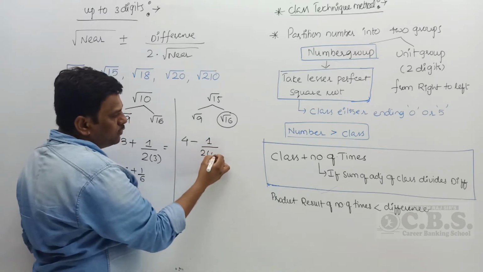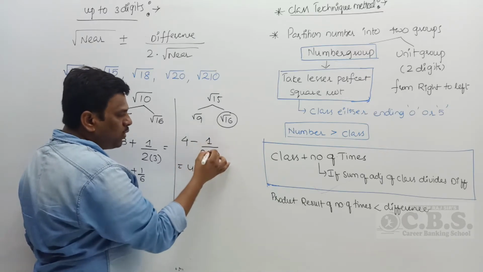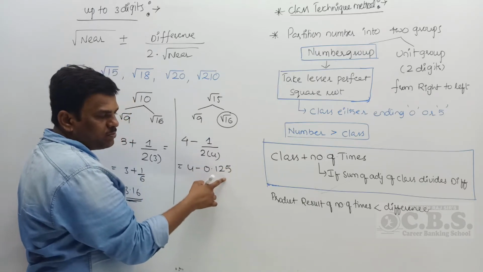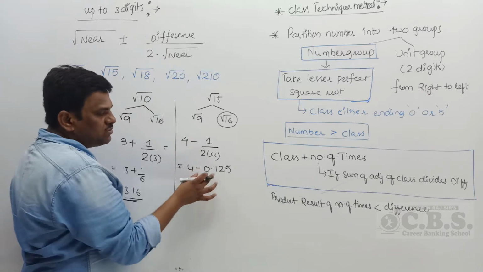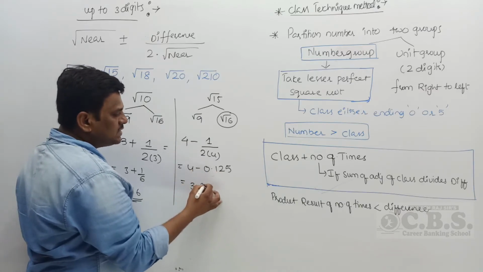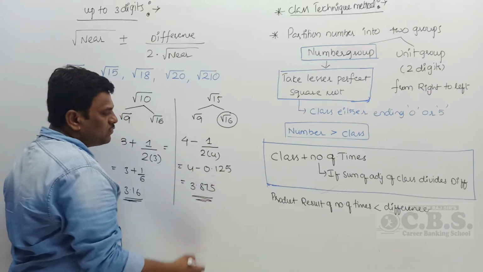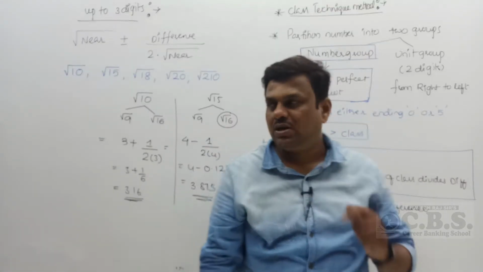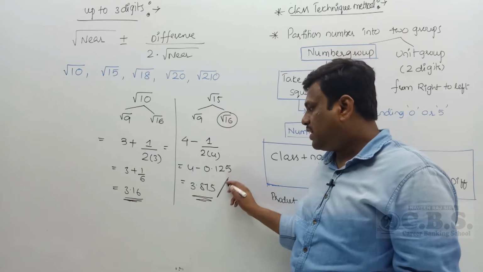And 2 into 4. Okay, 4 minus 1 by 8. The value of 1 by 8 is almost 0.125. So 4 minus 0.125 gives you 3.875. So what is the value of root 15? 3.8 approximately. Okay, 3.8 approximately for root 15, or 3.875.